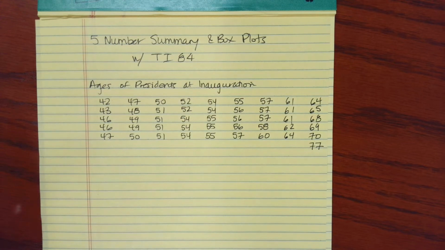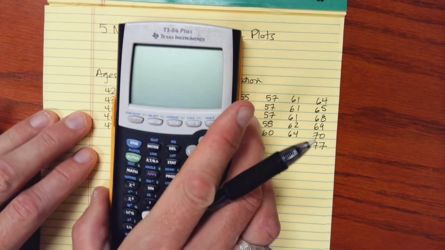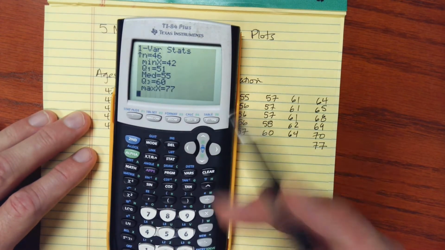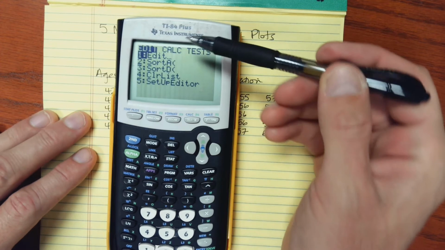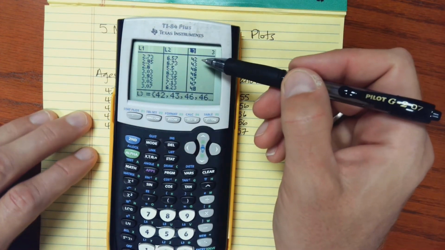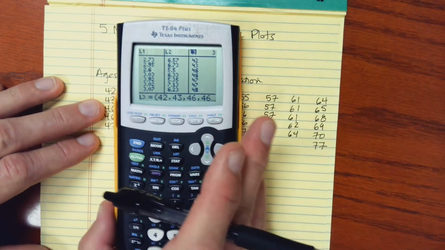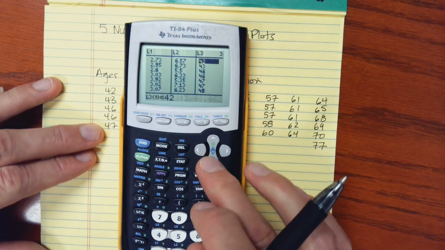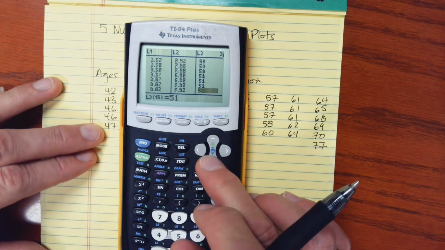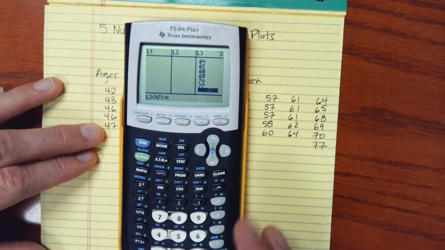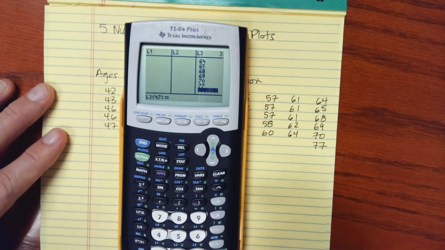So I want to put this in my calculator. And actually, because it's a little tedious to do that, I've taken the liberty of doing that ahead. So I went to my stat menu and under the edit option, in the third list over here, I've input these data values, 42, 43, 46, 46, 47, and so forth. So those are all in list 3. You can see I'll scroll down and the last values should be, yeah, 70 and 77.